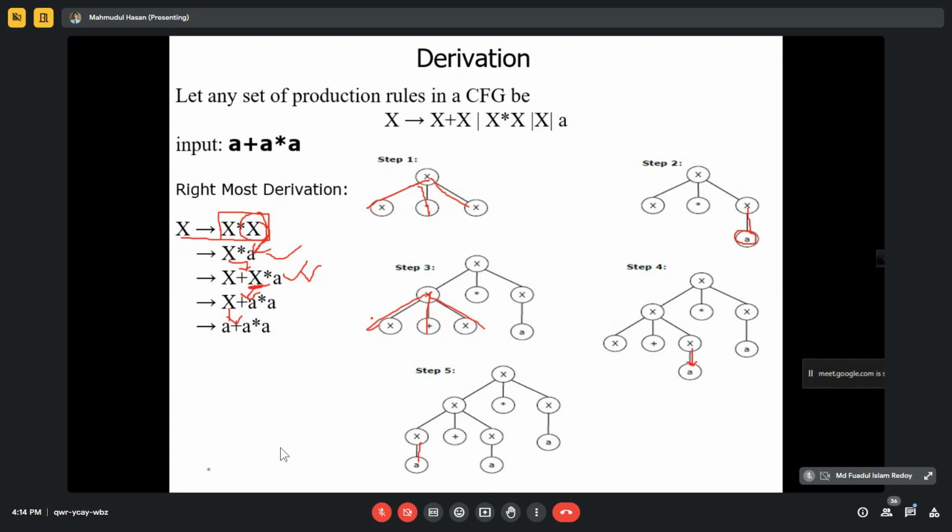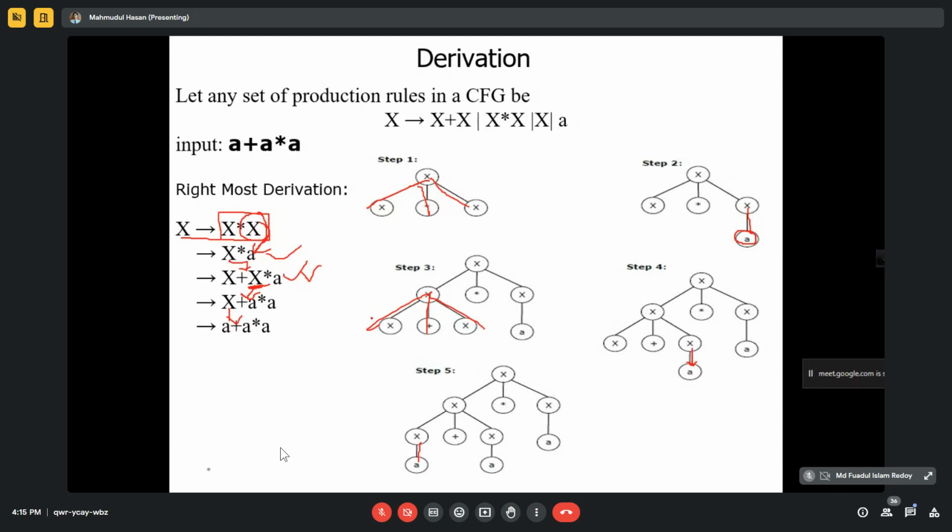Normally, when there is a leftmost derivation, there is a rightmost derivation. If it is possible to derive in the leftmost approach, it is also possible to derive in the rightmost approach. So is the concept of leftmost derivation and rightmost derivation clear? Yes, sir.